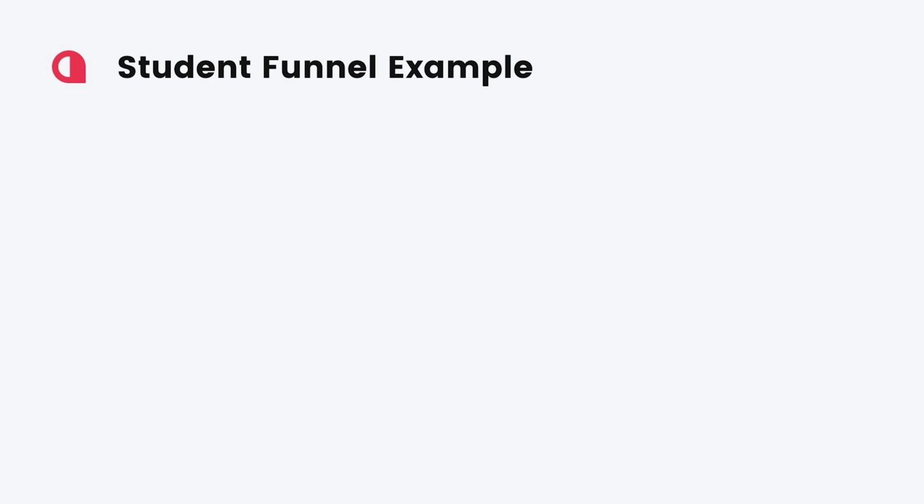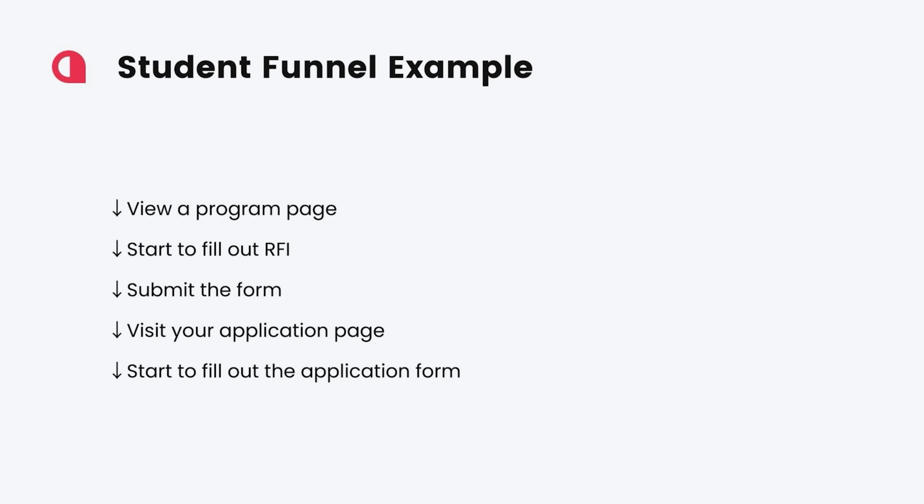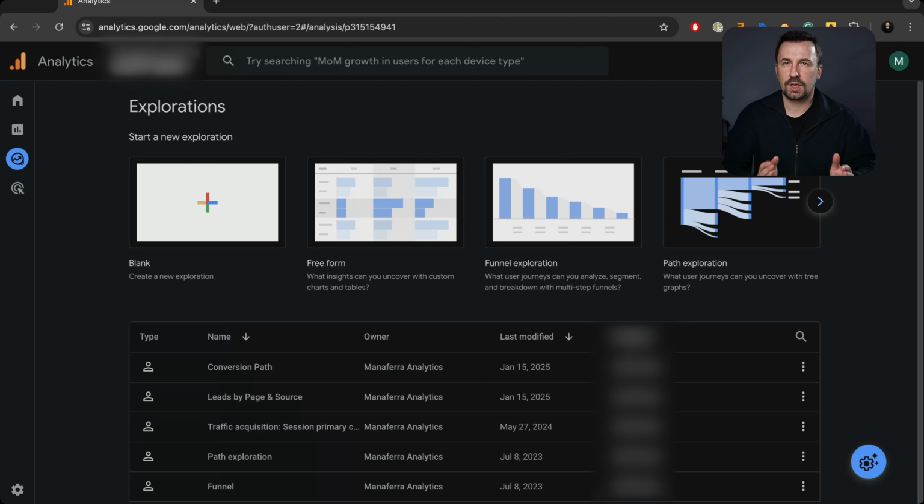Here's how it works. A conversion funnel breaks down a user's journey into stages. For example, a prospective student might follow this ideal path where they view a program page, start to fill out an RFI, they submit the form, they visit your application page, they start to fill out the application form, and finally, they submit the application. With GA4's funnel exploration tool, you can see how many users move through each step and where they stop.